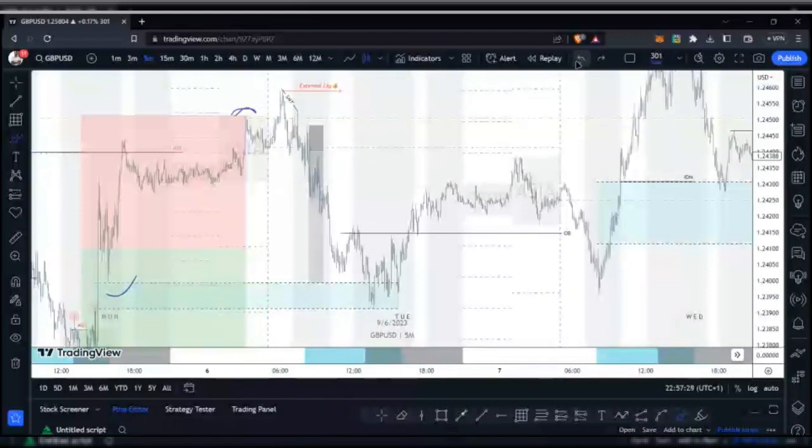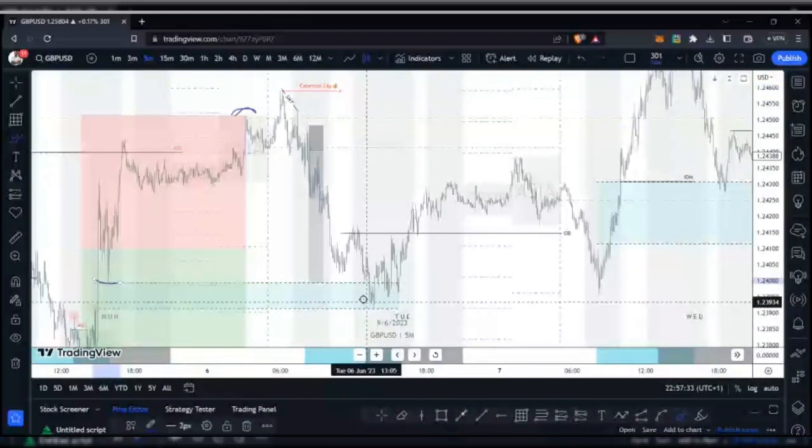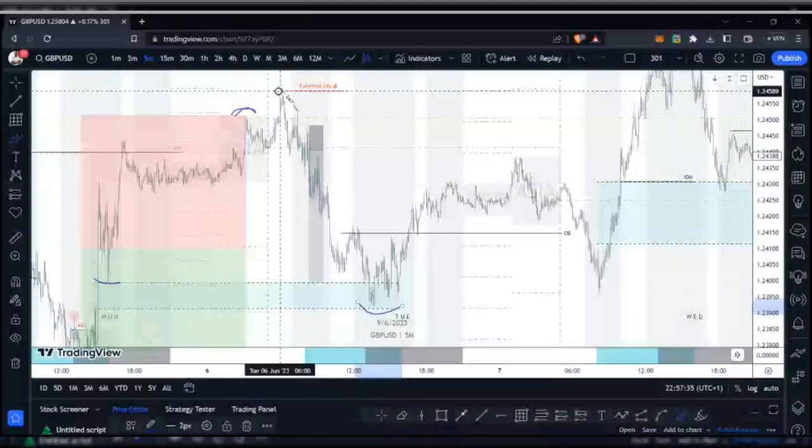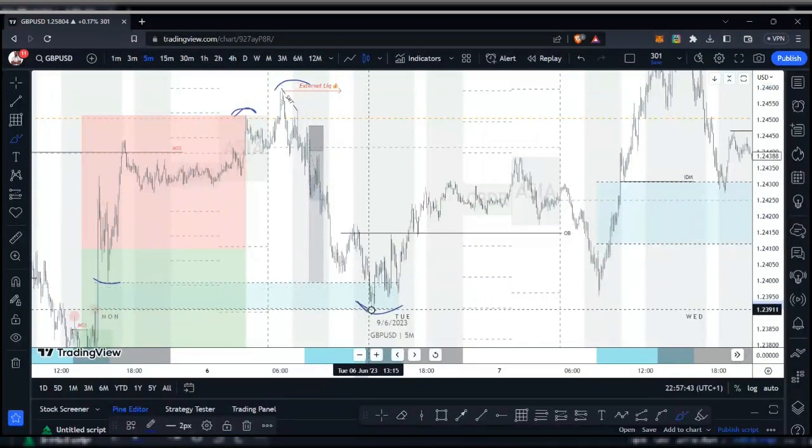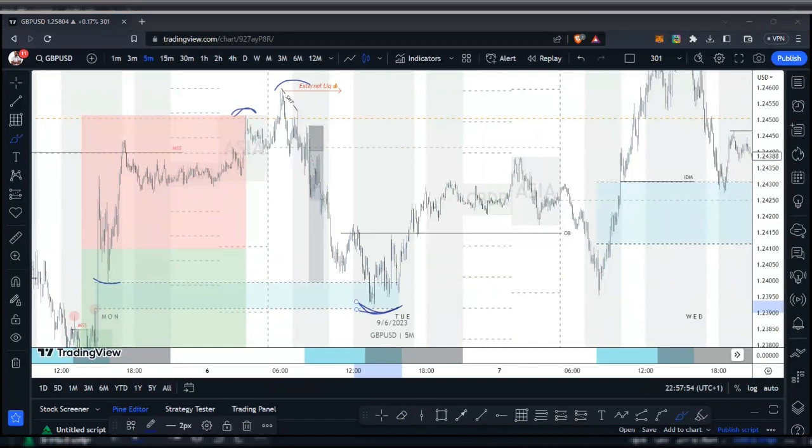So we are taking this internal liquidity. We formed a new low. Now our aim is external liquidity. So this low is kind of protected. Price was not going to raid it. So reminisce on that. I'm coming. 5 minutes.